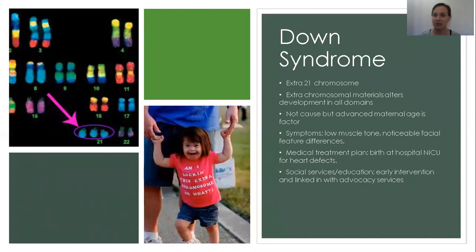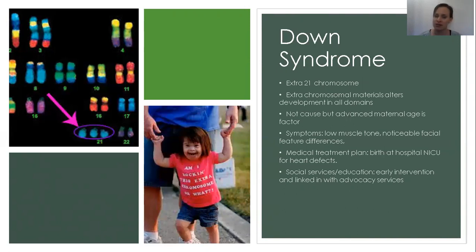So what happens if you go through one of those screenings and it notices that there is an issue with your chromosome? Down syndrome is the most easily identifiable. Out of our chromosome pairs at the 21, and that's what this picture is showing on the screen, there should just be 2 in the little circled area that says 21. There should only be 2 things of DNA, and there's 3. So that extra material actually alters the development in all domains for children with Down syndrome.